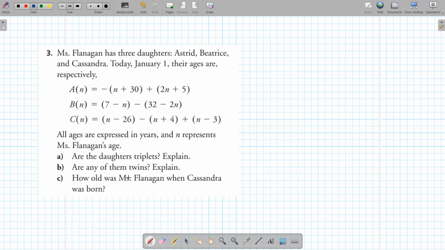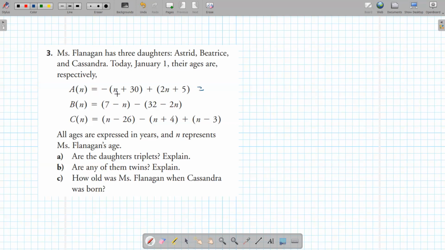What you can do is just simplify them, right? Just clean them up, see if they are the same. If they are the same, then what does that mean? That means they are all of the same age, yeah? So yes, they will be triplets. If not, they won't be. Make sense? So let's clean this up.